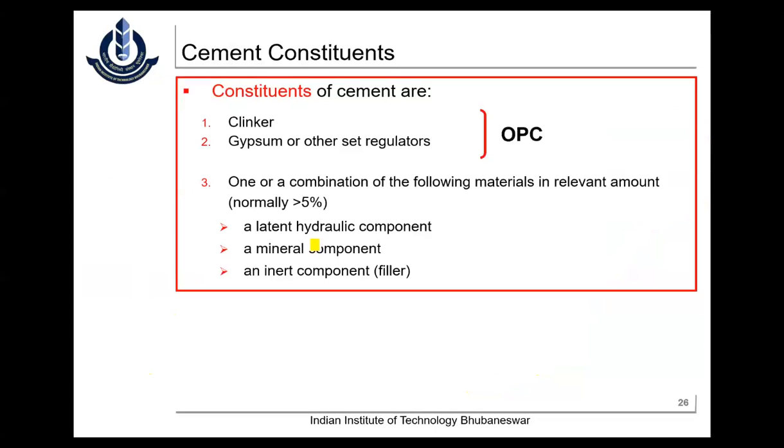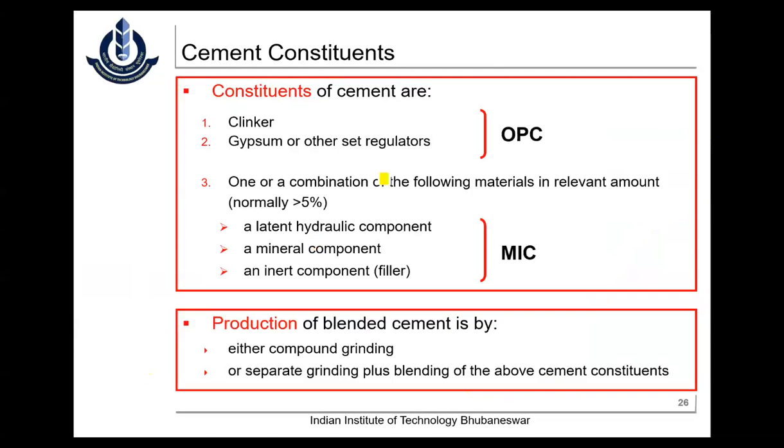So we look at the individual qualities of cement. In cement we have clinker and gypsum, and the gypsum is added as a set regulator. Sometimes we add mineral components, which we call fly ash or slag. For a cement manufacturer, the production of blended cement is by either compound grinding, where they intergrind the fly ash and so on, and you get a product which is a blended cement.